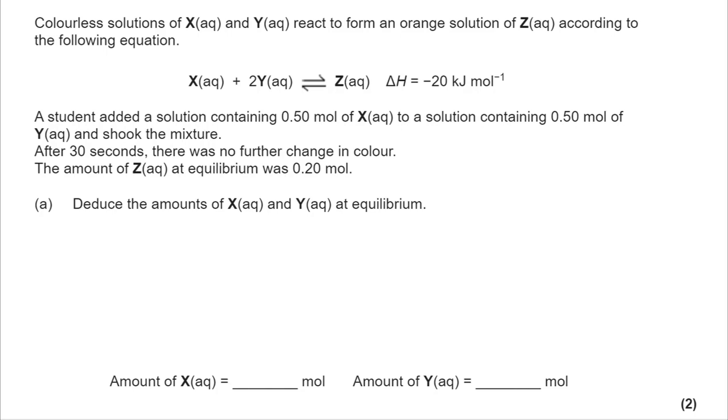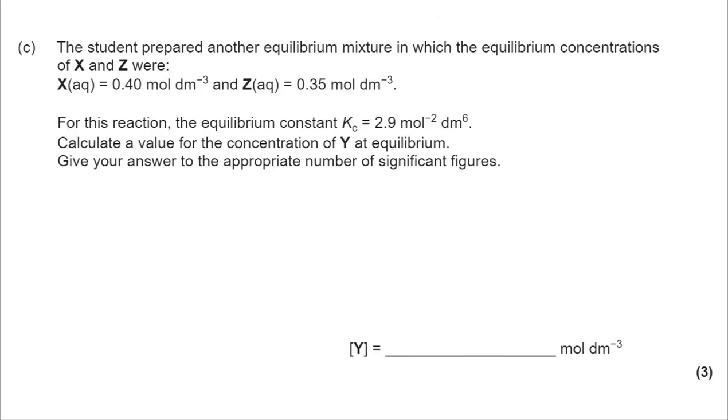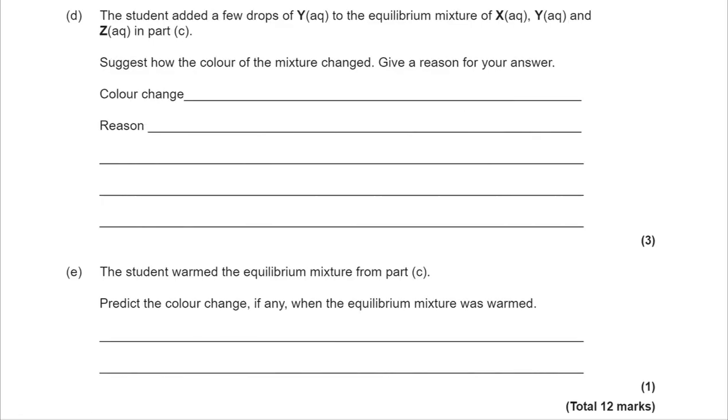This is an AQA A-level chemistry question on the Equilibria topic. You can have a go at each question as you go through and then review your answers. So here is part A, part B, part C, and finally parts D and E. In total, a 12-mark question.